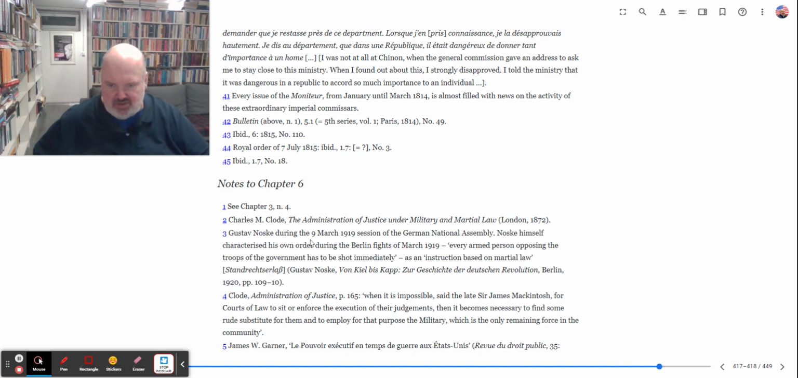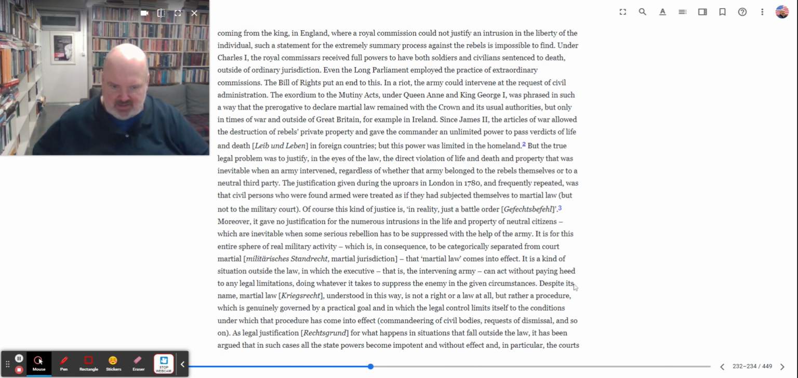Gustav Noske, during his 9 March 1919 session of the German National Assembly, characterized his own orders during the Berlin fight of March 1919: every armed person opposing the troops of the government had to be shot immediately, as an instruction based on martial law. Okay, so he points to what happened in Berlin 1919. Moreover, it gave no justification for the numerous intrusions in the life and property of natural citizens, which are inevitable when some serious rebellion has to be suppressed with the help of the army.